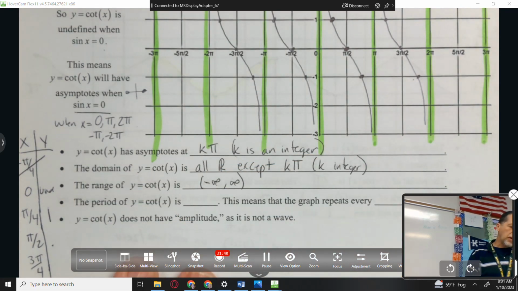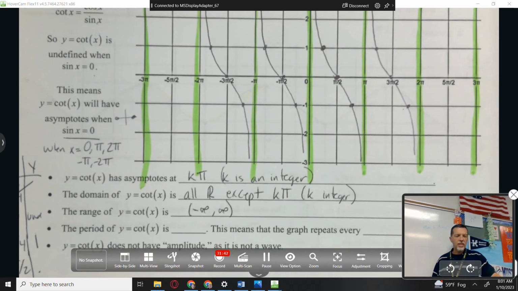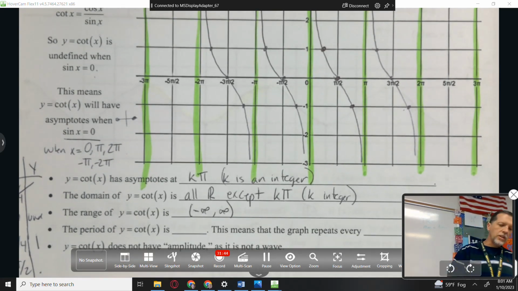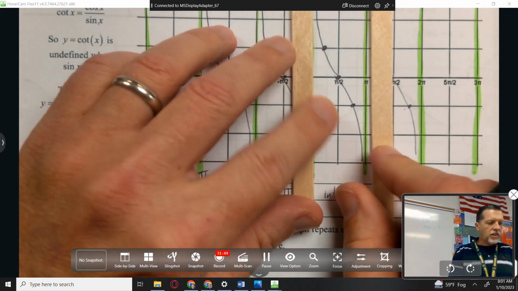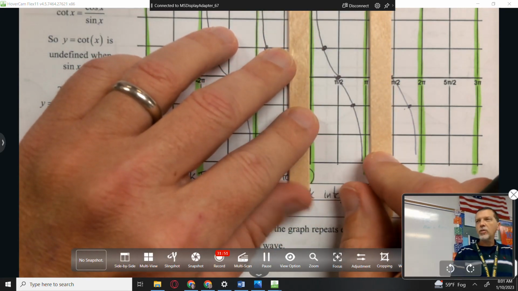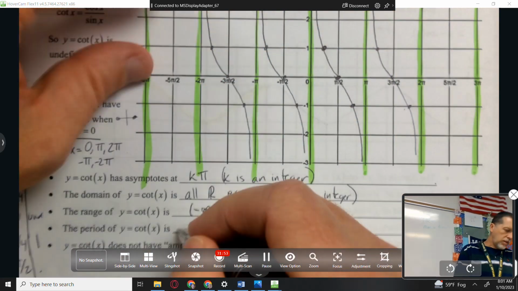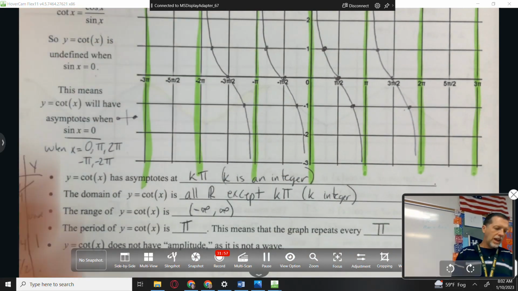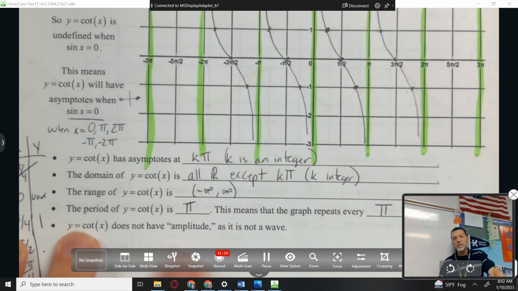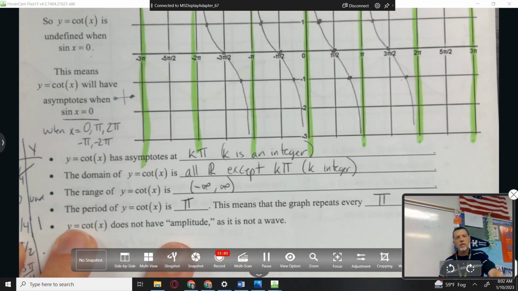How about the period? This one's even easier, I think. How wide of a window do you need to look at? Pi. If you look from 0 to pi, you see everything you need to see. After that, it just repeats itself. So the period is pi. The graph repeats every pi. And like tangent, it's not a wave, so it doesn't have an amplitude.